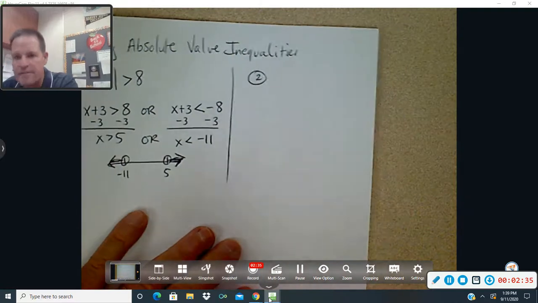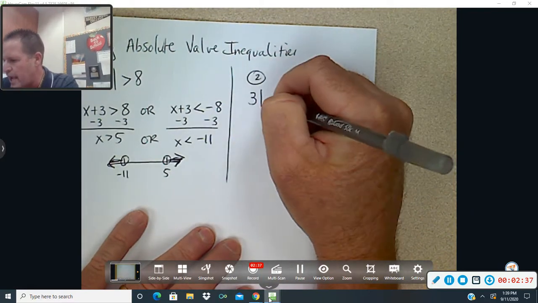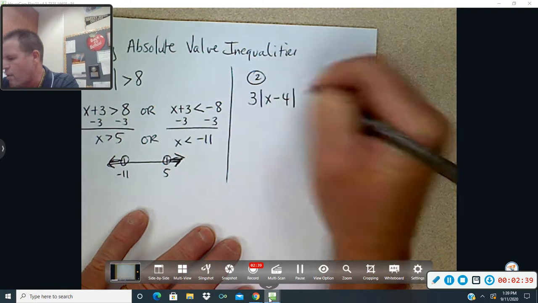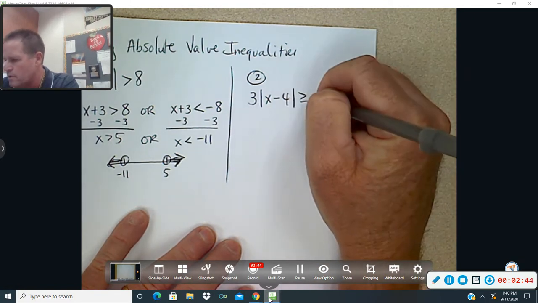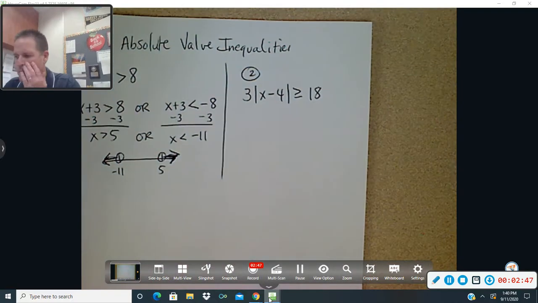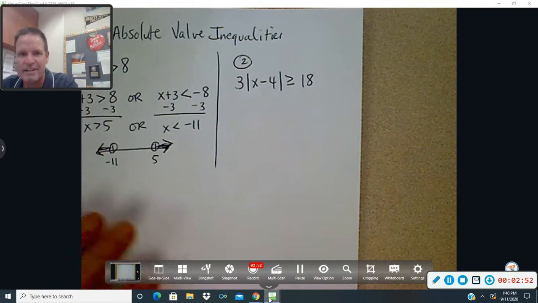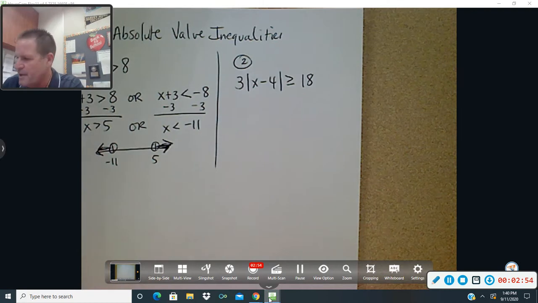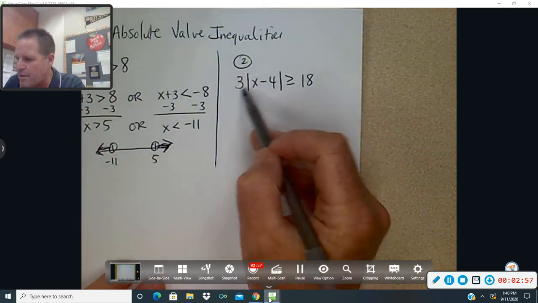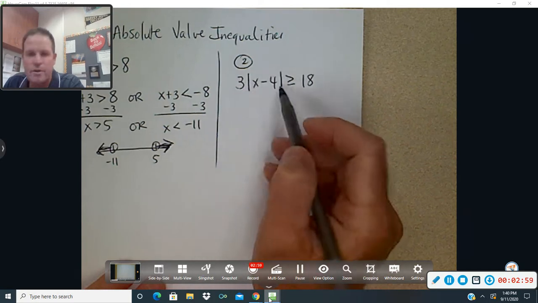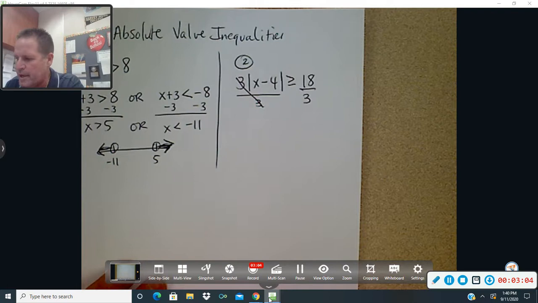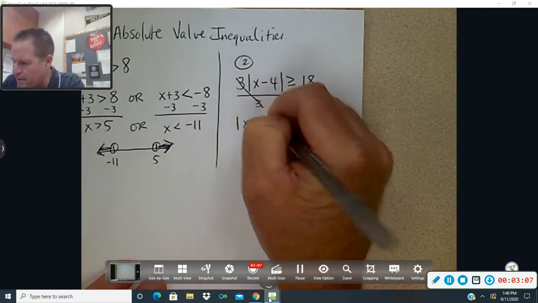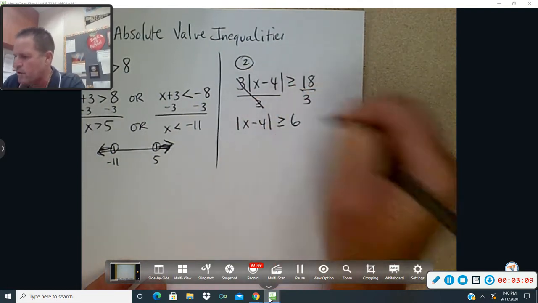Now again, the bars have to be alone. That's important. So 3 absolute value of x minus 4 is greater than or equal to 18. Not time to go home yet. Don't go turning off the lights now. Okay, stay in here with me. All right, so here's what we got. We got a 3 sitting out front. Remember, you can never distribute this. You got to move it to the other side. So divide each side by 3 to make that happen. All right, so absolute value of x minus 4 is going to be greater than or equal to 6.